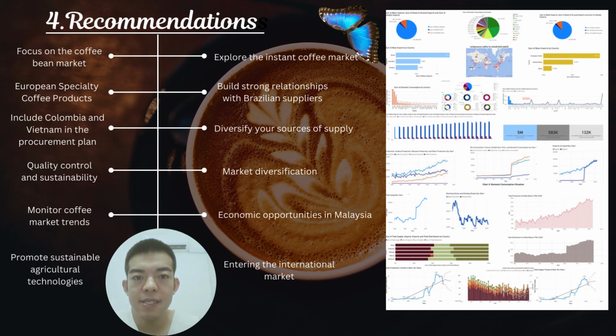In our comprehensive analysis of the global coffee trade, we've identified several key strategies to foster growth and sustainability in the coffee industry. First, there is a clear need to prioritize and expand the coffee bean market, leveraging Brazil's robust export capabilities and integrating emerging markets like Colombia and Vietnam into our supply chain to enhance stability and reduce risk.